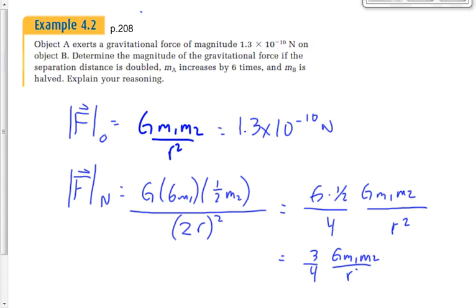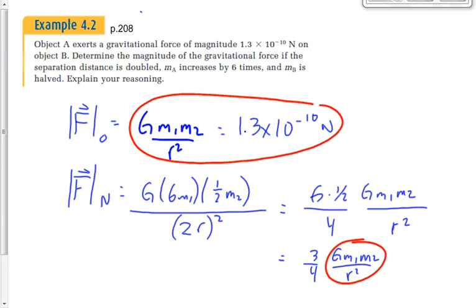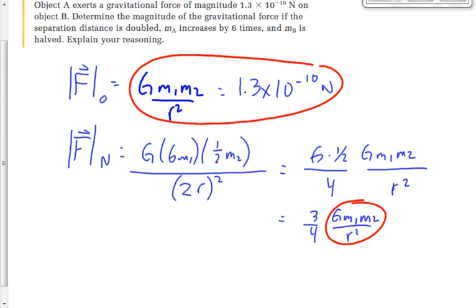Now, here's the crux of it, right here. We know the value of G M1 M2 over r squared, right? It's the first thing we wrote down. It's 1.3 times 10 to the negative 10 newtons. So what we're going to do at this point is say it's 3/4 times 1.3 times 10 to the negative 10 newtons. We replace G M1 M2 over r squared with what we know it to be, because that's what it told us in the question.